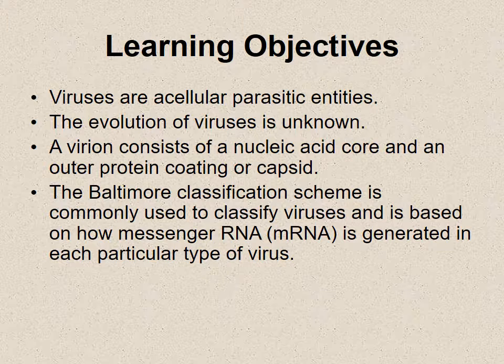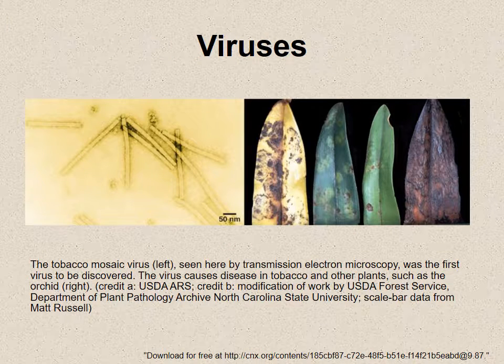And then the Baltimore classification scheme is the one that's most commonly used to classify viruses, and it's just based on how mRNA is generated in each type of virus. So no one knows exactly when viruses emerged or from where they came, and this is because viruses don't leave fossils. Basically, it's thought that modern viruses are a mosaic of bits and pieces of nucleic acids that are picked up from various sources along their evolutionary paths.